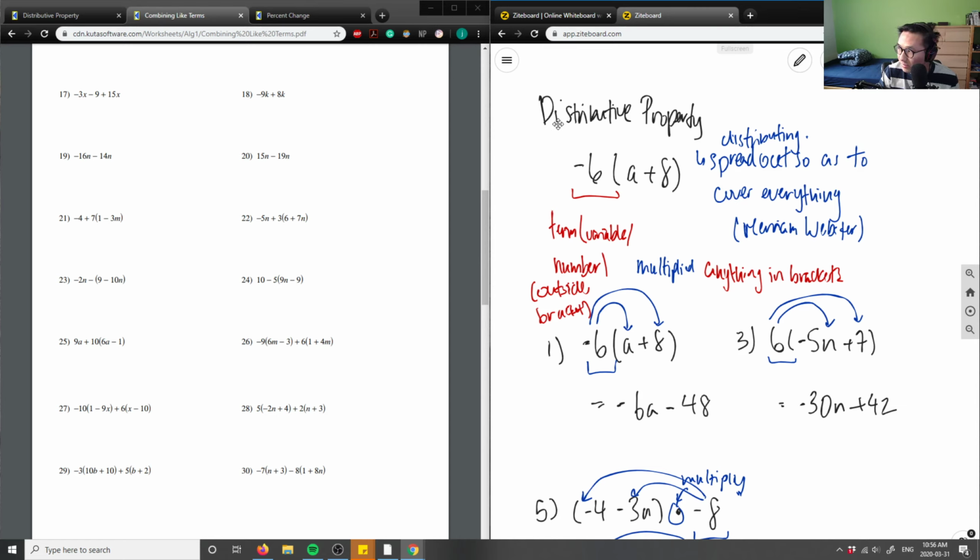We're expanding, right? So what we're doing is we're going to multiply negative 6 into the first term, and it has to be multiplied to the second term. We're spreading out this negative 6 so it covers everything inside the bracket. So negative 6 times a would be negative 6a, and then negative 6 times positive 8 would be negative 48. So that's the concept of distributive property.